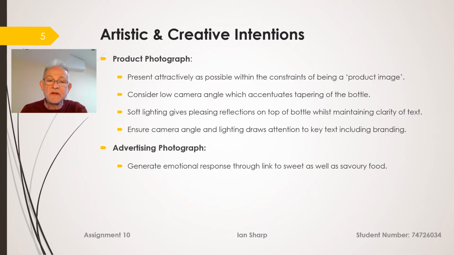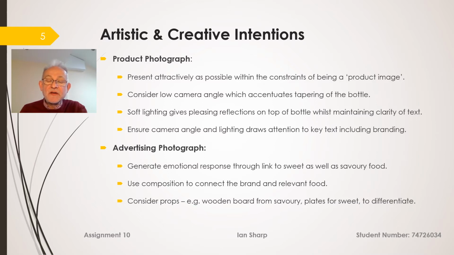Concerning the advertising photograph, I'm seeking to generate an emotional response through linking the product to sweet as well as savoury food. I want to use composition to connect the brand to relevant food items, and also I'll consider props, so for example a wooden board for savoury and plates for sweet which differentiate savoury from sweet, and also look at height, angles and inherent differences in colour, texture and tone which can help bring out the best in this product and the photograph.